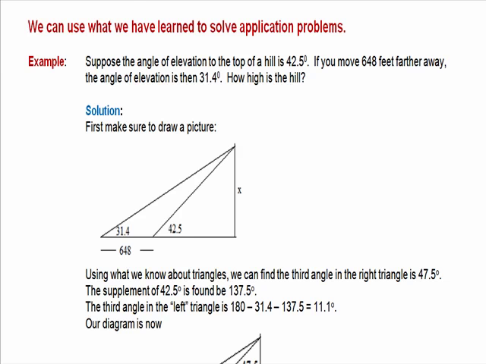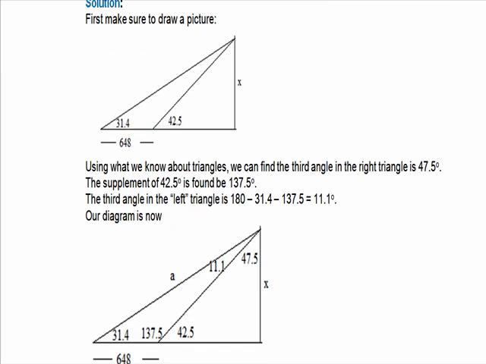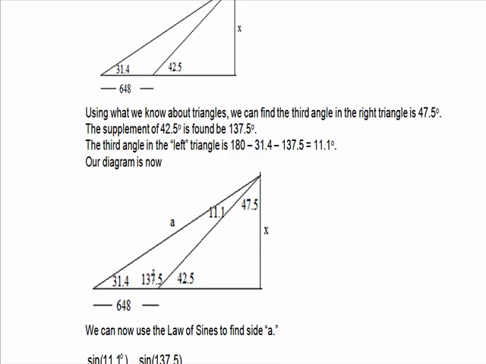So the first thing I'm going to do is draw a picture. When I drew my picture, there's the top of the hill, there's my first angle looking toward the top of the hill, there's where I walked an additional 648, there's the angle back to the top of the hill, it's now 31.4. Now, what I'm going to be using is the skinny triangle, this one right here, and I'm going to use that to find this length. And then once I do that, I could use SOHCAHTOA and find the height.